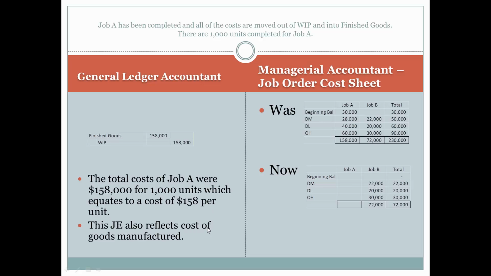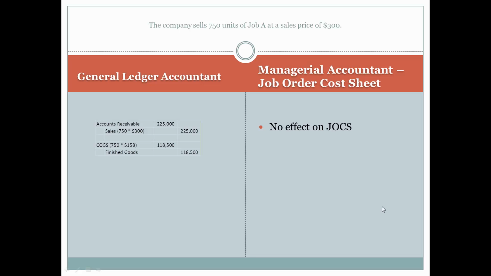This journal entry also reflects the cost of goods manufactured. So the cost of the goods manufactured and moved into finished goods represents the cost of manufacturing for the period. Now the job order cost sheet will only have the costs associated with job B.